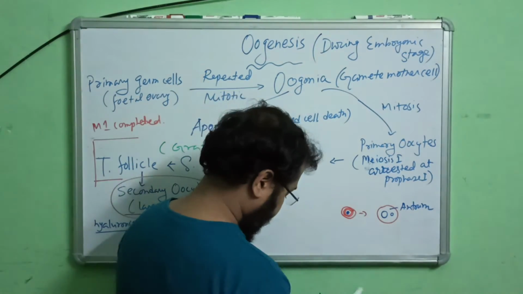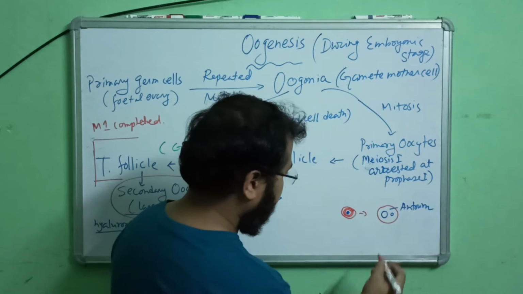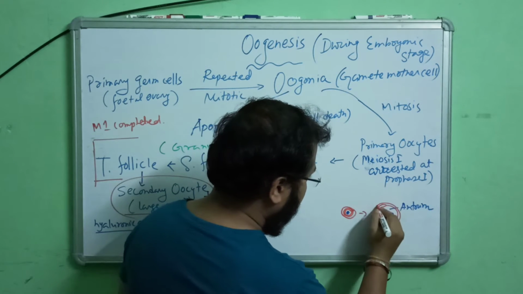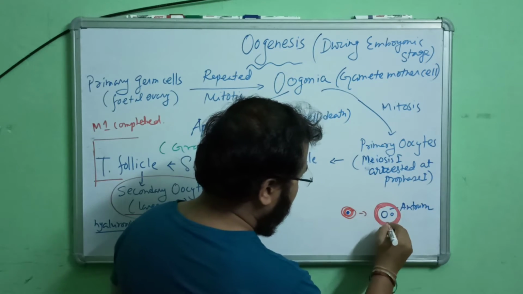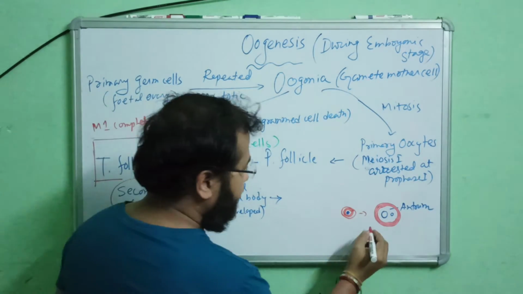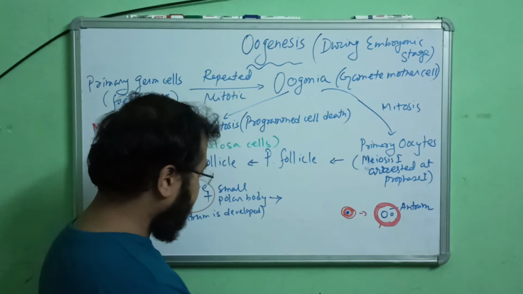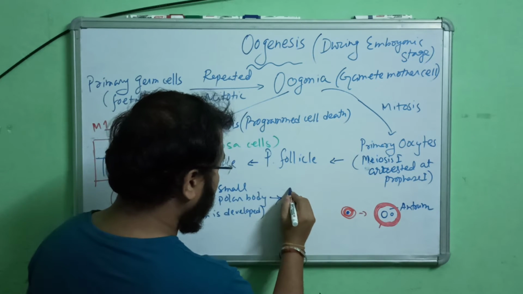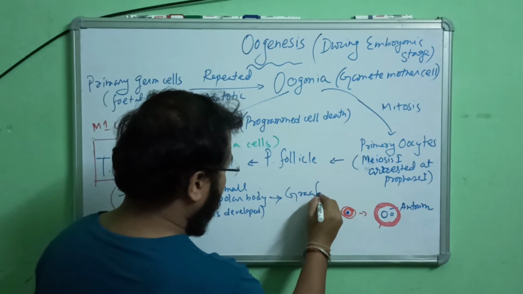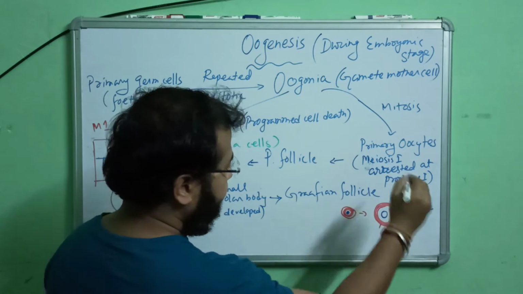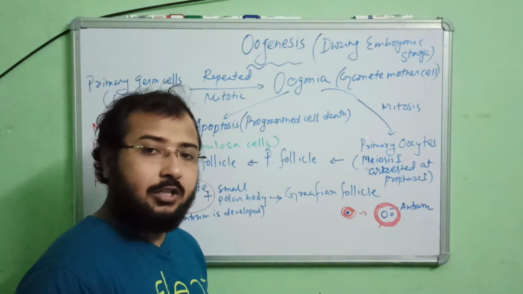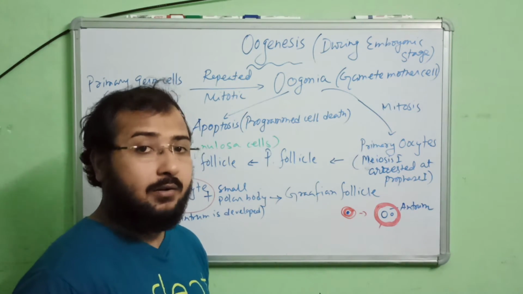Okay, so much more mature layer that is developed, the tertiary follicle matures into, and this is known as, I am writing here, Graafian follicle. The tertiary follicle matures into Graafian follicle.